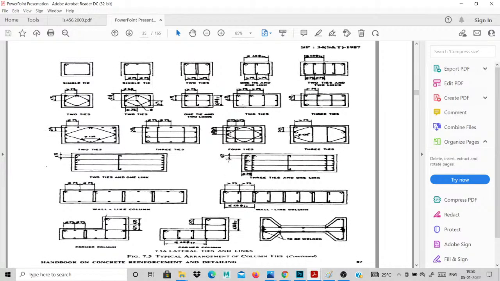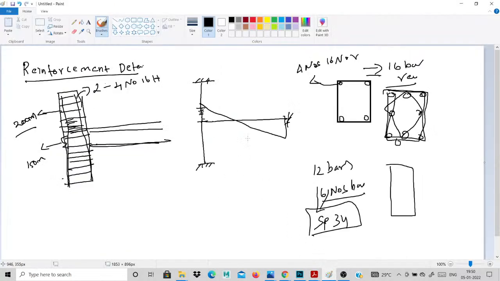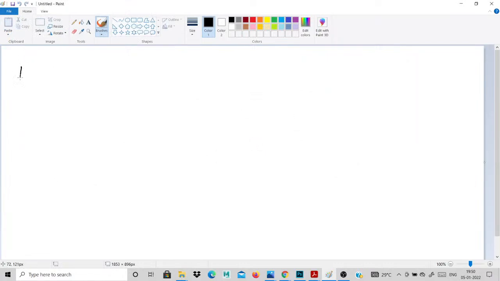The next one, how to check your values in this column design. How to check your column values? Okay, as per IS 456, the minimum percentage and the maximum percentage of Ast reinforcement are given.